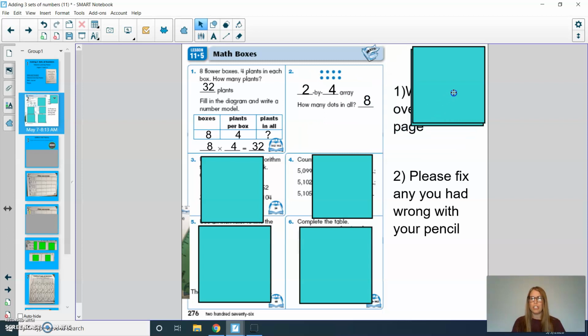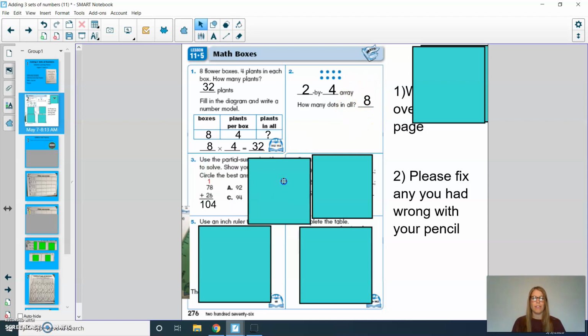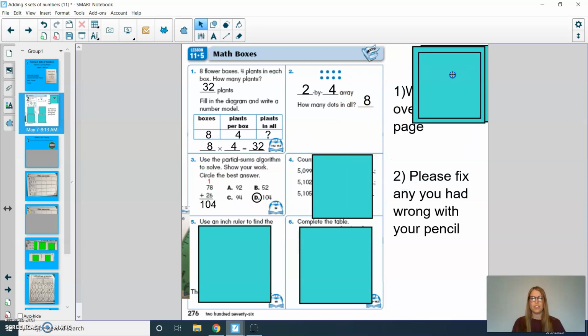For question number 2, we have a 2 by 4 array. 2 times 4 is equal to 8, so we have 8 dots in all. For question number 3, you could have solved this any way you like, but we had 78 plus 26. I know that 8 plus 6 is 14. I carried my 1, put my 4 below. 7 plus 2 plus 1 is 10, giving me my answer of D, 104.